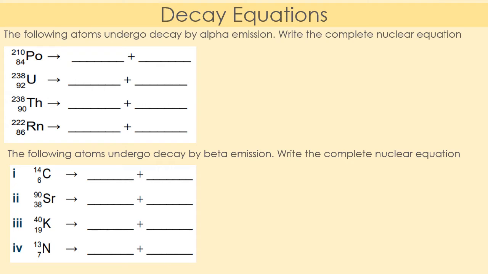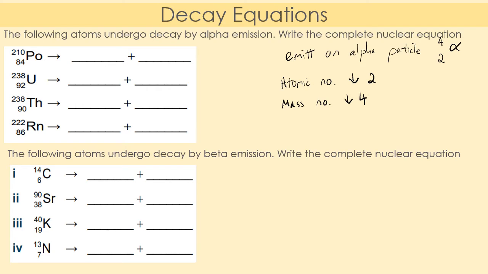So first off, we're going to have a bit of practice on these decay equations. We've got two lots to do. We've got ones that decay by alpha emission and then ones that decay by beta emission. You'll remember that the ones that decay by alpha emission will emit an alpha particle, which is a helium nucleus or has 2 protons and 2 neutrons, giving it a mass number of 4. We write the symbol alpha there. So the atomic number goes down by 2, and the mass number goes down by 4.